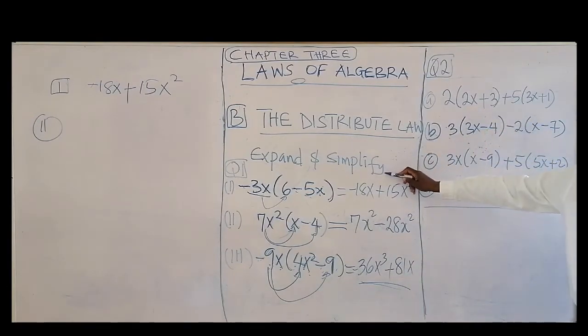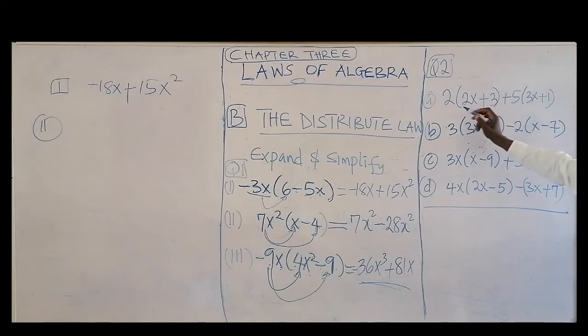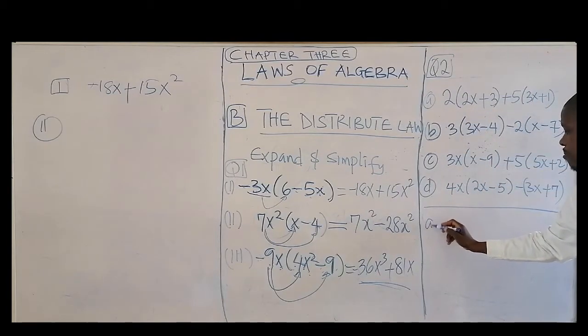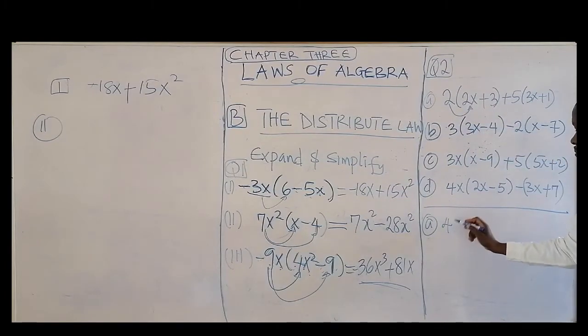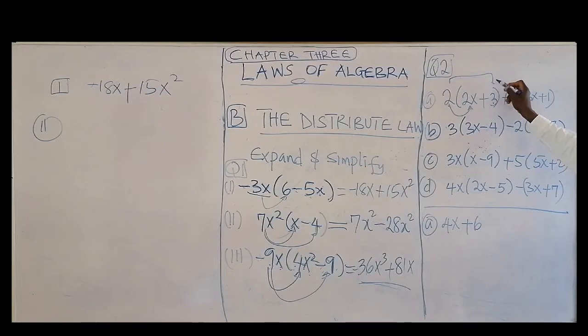Solution, question 1. Still under expand and simplify. So it will be A, this one times this one, that's a 4x. These two also times this one, that's plus 6. So I'm through with this first expression. The second one, plus 5 times 3x, that's a 15x. And then 5 times 1, that's plus 5. So I've opened the bracket.